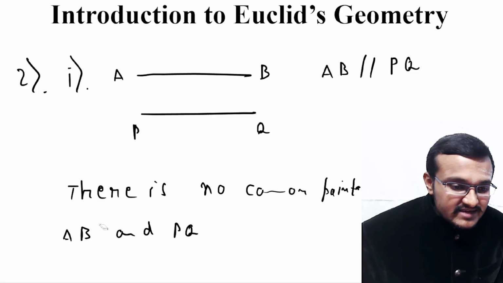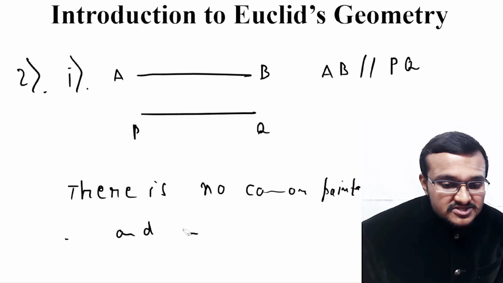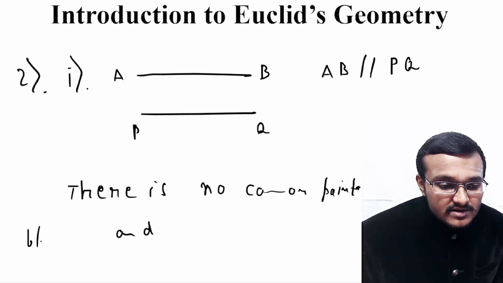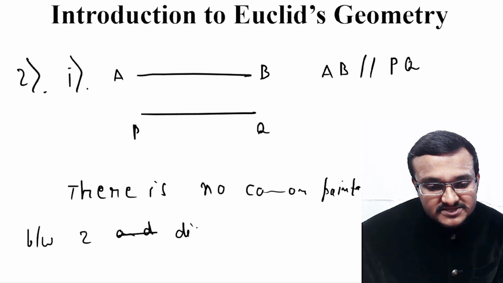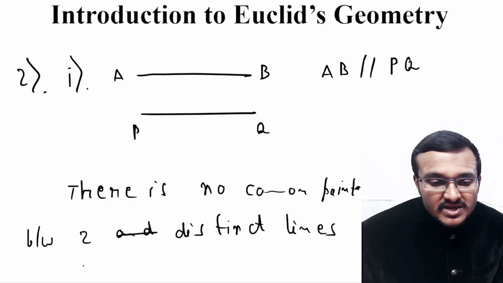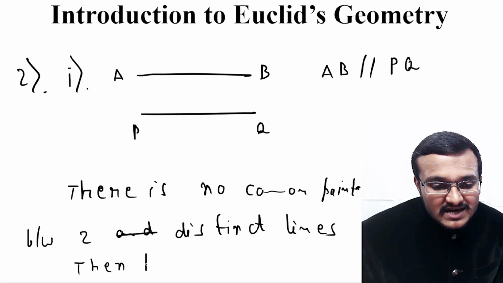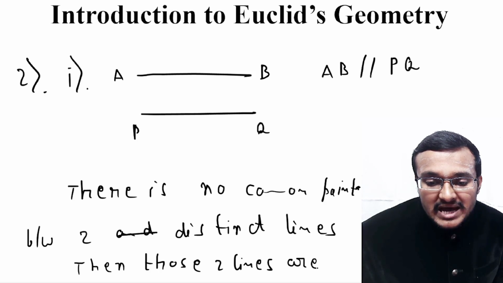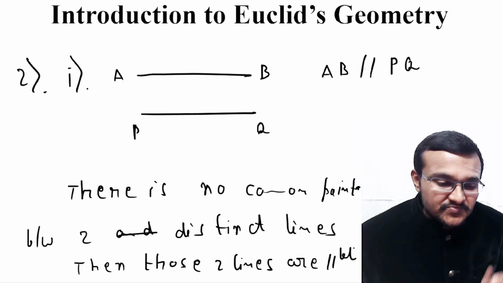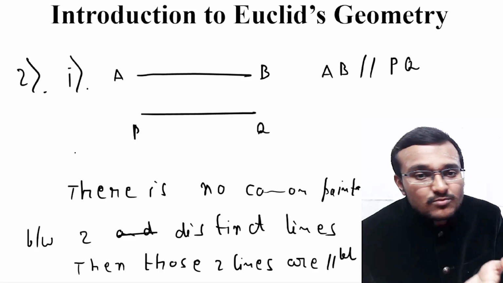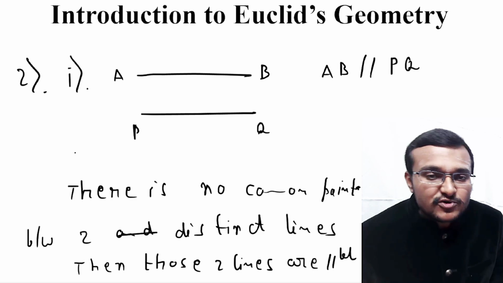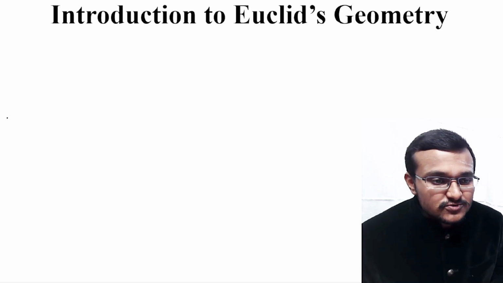Or instead of giving examples, we can just generalize the statement. There is no common point between two distinct lines. Then those two lines are parallel to each other. This statement is more than enough to define parallel lines. So two lines will be there, and if there are no common points for those two lines, then those two lines will be parallel to each other.